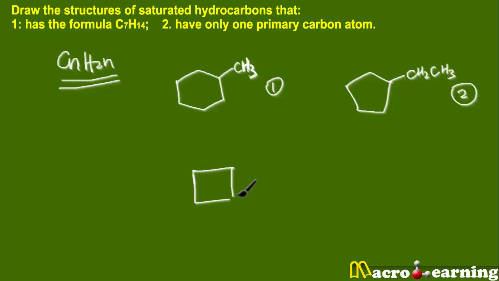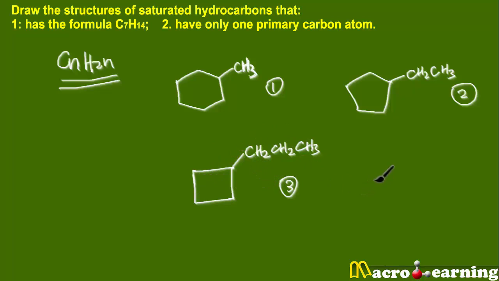And the next one will be a 4-membered ring having a 3-carbon substituent. Again, that's got to be one single substituent, a linear substituent with all 3 carbons like that. Again, that's the only way to have just one primary carbon atom, because these are all secondary carbons. This one at the end is the only primary carbon atom in the structure. And again, that's the only possibility for a 4-member ring, cyclobutane based structure.